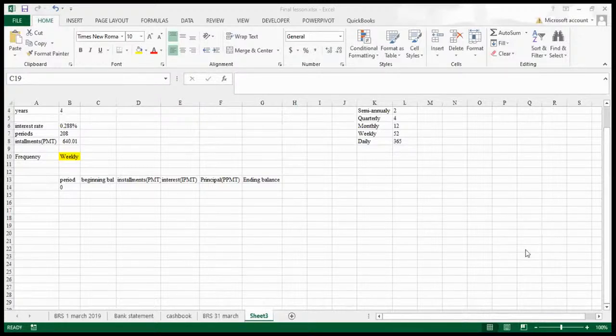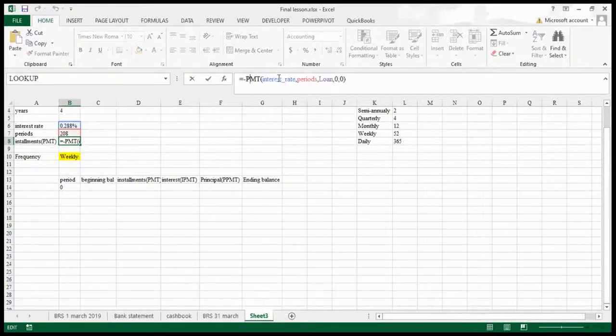If you enter, you are getting a negative value. How do we eliminate the negative value? I'm not doing it at the beginning, I'm just illustrating. Immediately after the equal sign, put a negative sign and you'll get a positive value.